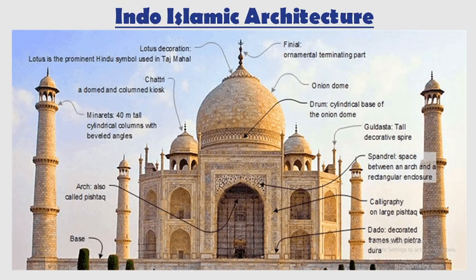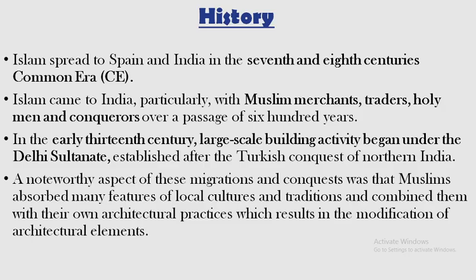Today, we'll see about Indo-Islamic architecture. You can see here in the Taj Mahal the lotus decoration, the finial, the ornamental terminating part, the onion dome, the cylindrical base of the onion dome called the drum, the space between an arch and a rectangular enclosure called the spandrel, and calligraphy on the large fish tank, etc. We'll go into detail, but let's first understand the history behind Indo-Islamic architecture.